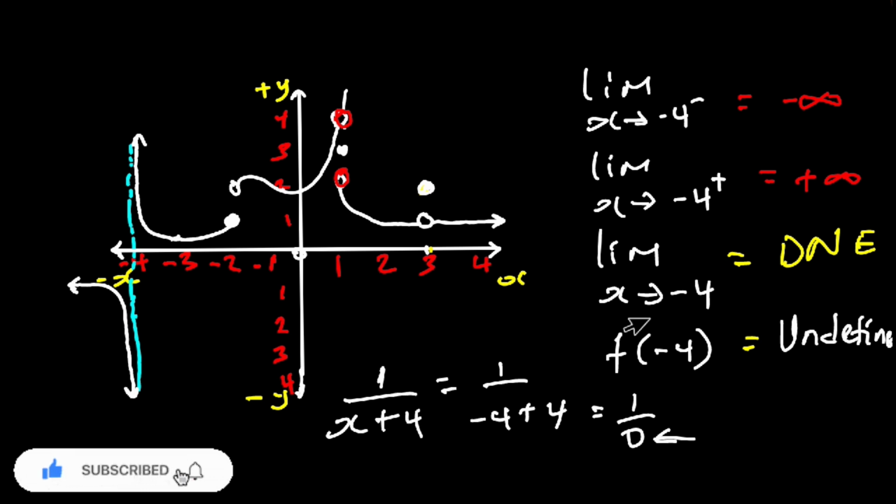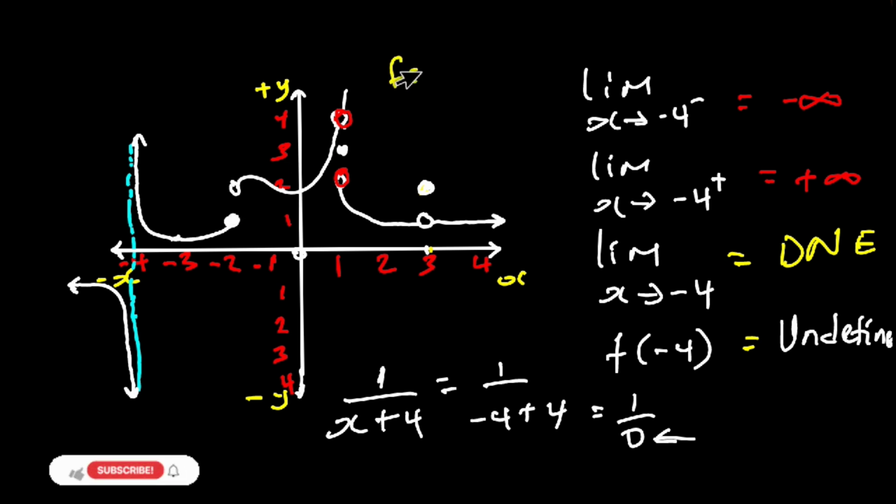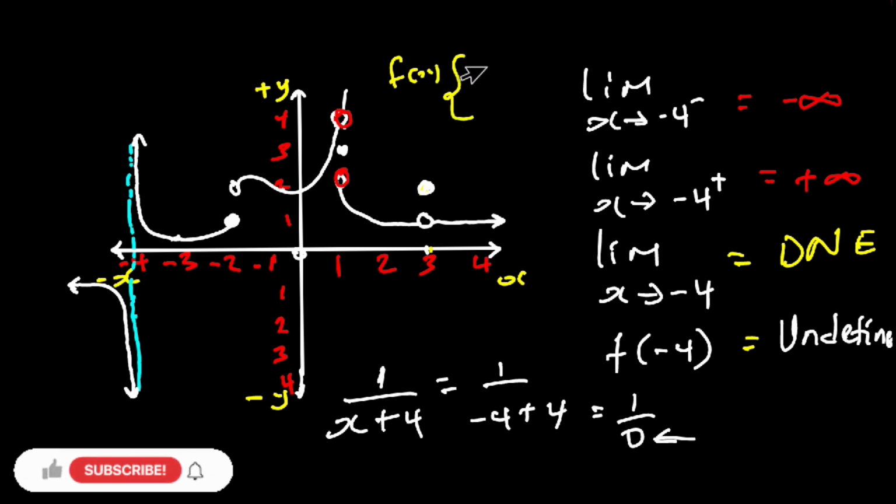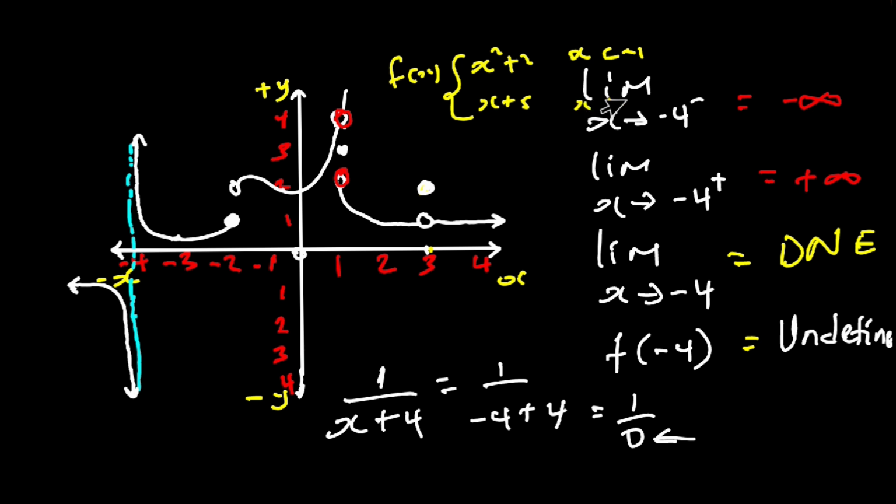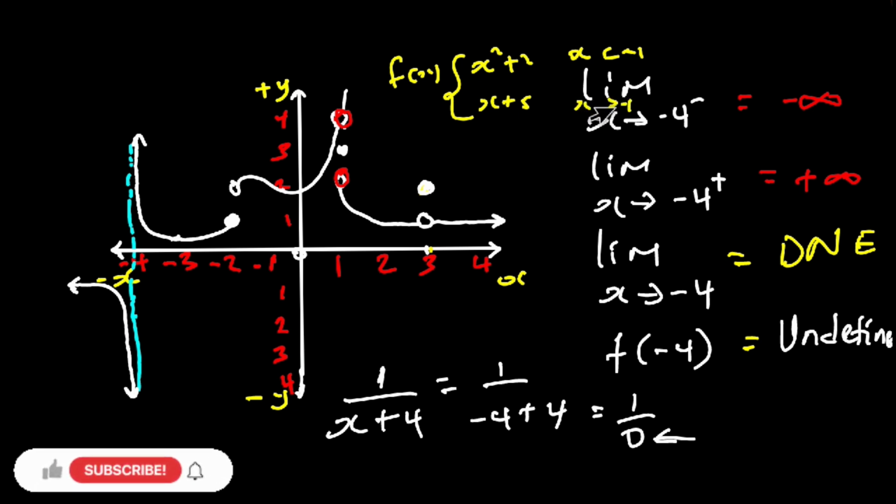Now, for jump discontinuity, an example of it is a piecewise function. For example, if you have f of x equal to, let's say, x squared plus 2, then this is the formula when x is less than -1, and then you have x plus 5 when x is greater than -1. So this is an example of a jump discontinuity. It's only a piecewise function that can give this kind of discontinuity.